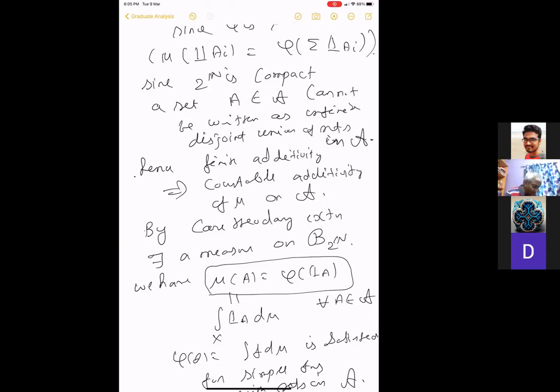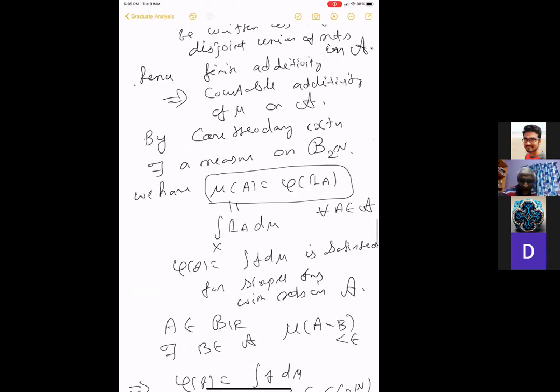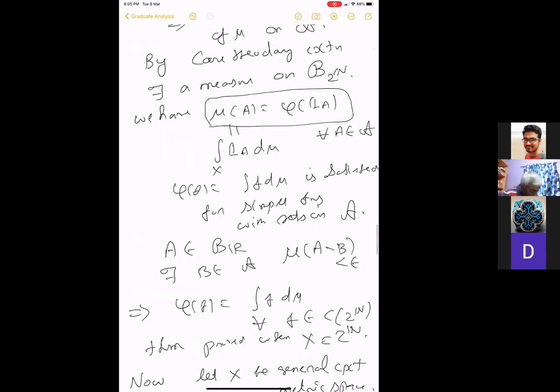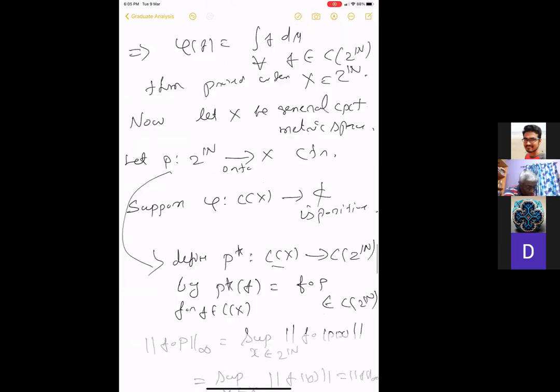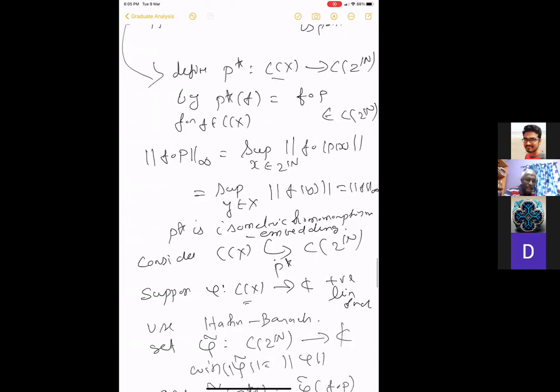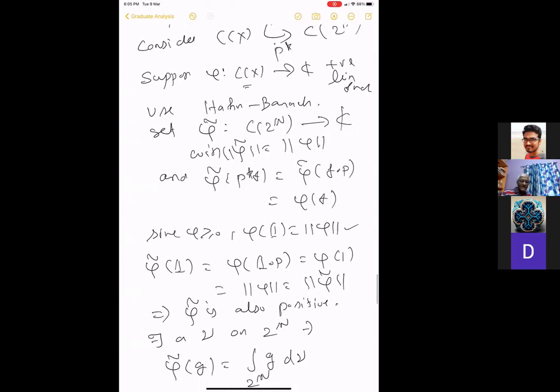So because of that, the extension is unique. There do not exist two extensions, because the characteristic extension is unique. Because of that, you get a unique measure on the Cantor set. Now we want to prove this. When we consider the Cantor set, it's unique. Now we want to prove the uniqueness for a general set here.